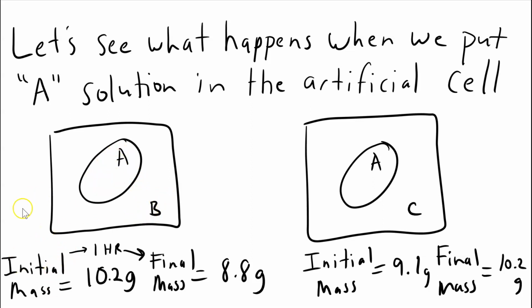So that cell, its initial mass is 10.2 grams, and its final mass is 8.8. So go ahead and put that into your data table so that you can use that to calculate your percent mass change. Over here, I have A inside the cell, and C solution is surrounding it. That gives us an initial mass of 9.1 and a final mass of 10.2. Please add that to your data table.